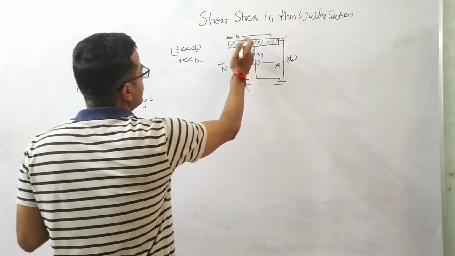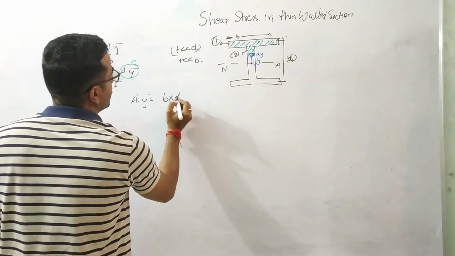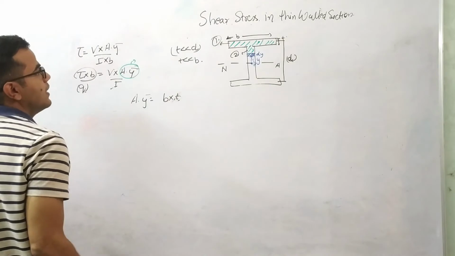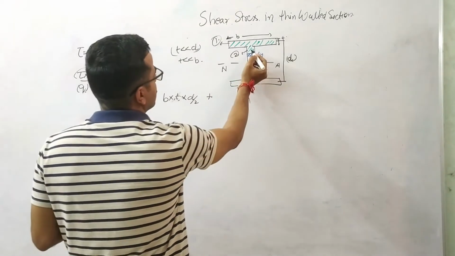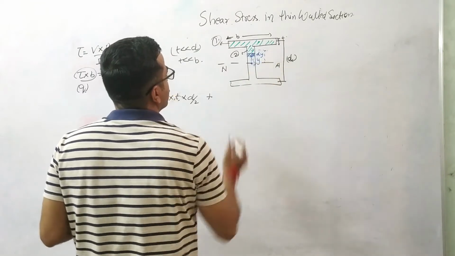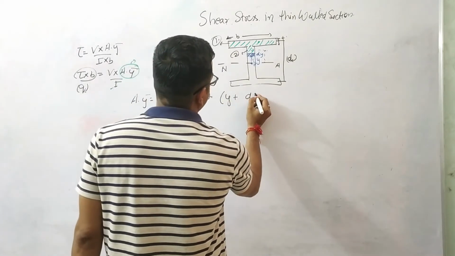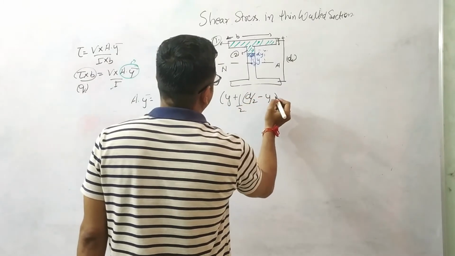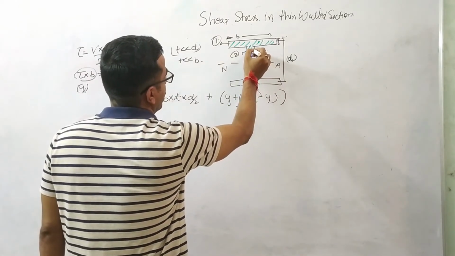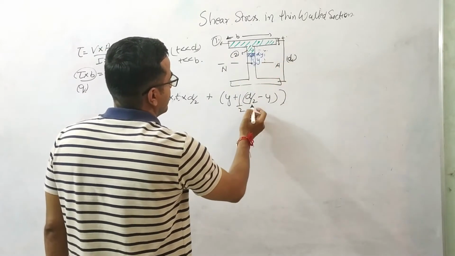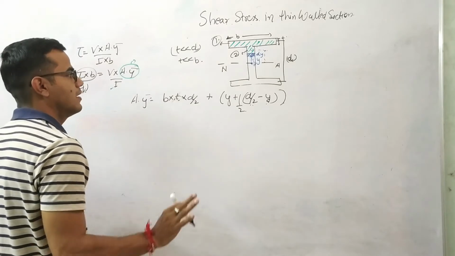Let us suppose this is portion number one, up to this, and this is portion number two. For portion number one, what is the area? b into t. And what is the centroid from the neutral axis? It will be d by 2. Now, what will be the centroid of the other portion from the neutral axis? I can write it as y plus half of d by 2 minus y. The centroid of this portion will be at the center, so the distance will be d by 2 minus y. There will be some component of t, but I am neglecting that.